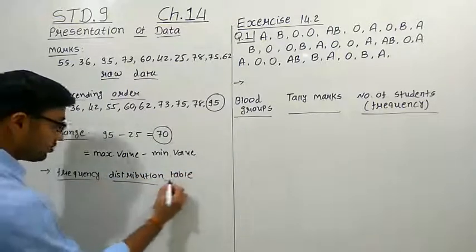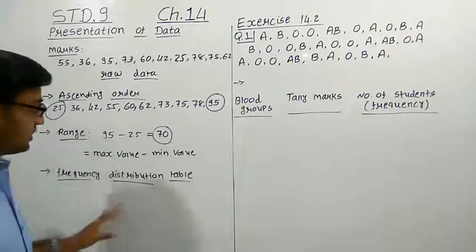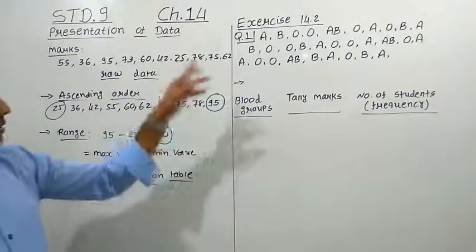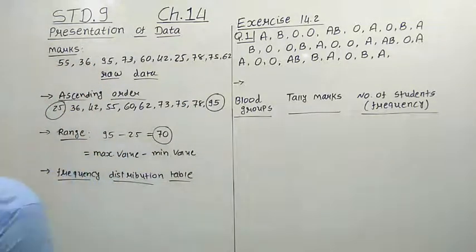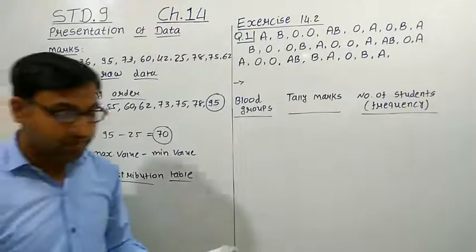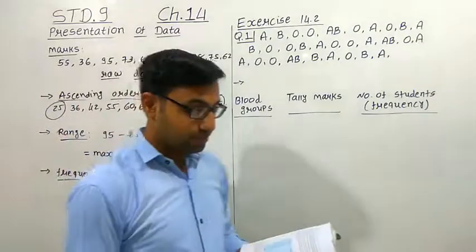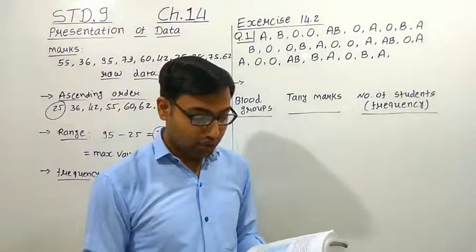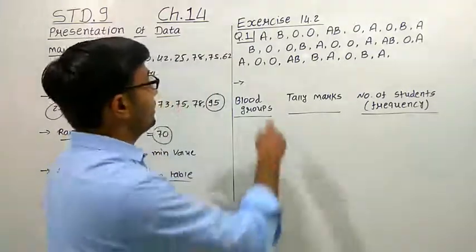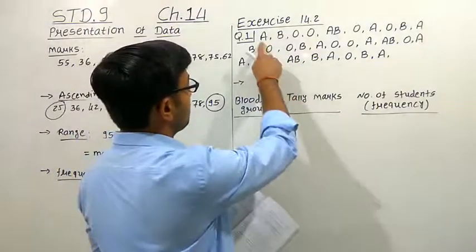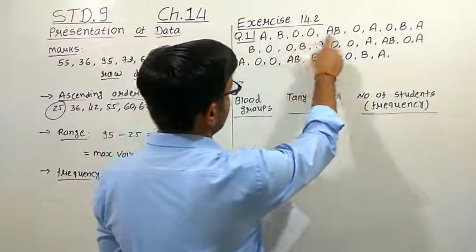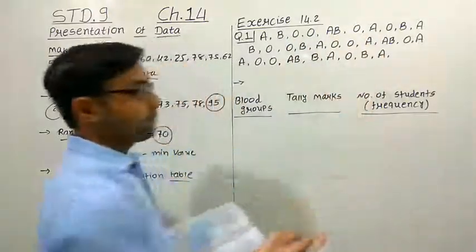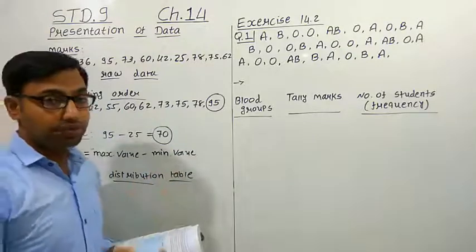Let us arrange a frequency distribution table by taking one question from exercise 14.1. Question number 1 here is: the blood groups of 30 students of class 8 are recorded as below. These are the blood groups of the 30 students. One student has A, B, some students have O, A, B, O. So this is the data of the blood groups of the 30 students.